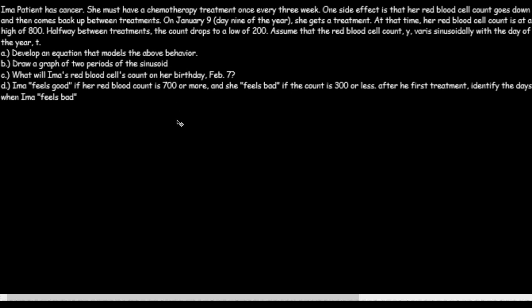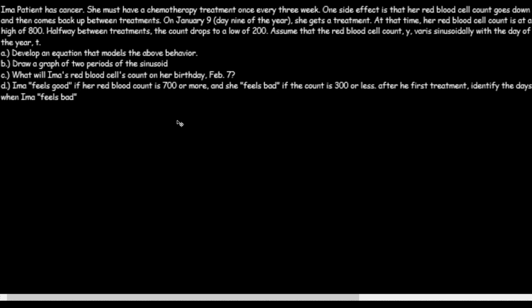So right here we have another patient, and she has cancer. She must have chemotherapy treatment once every 3 weeks. One side effect is that her red blood cell count will go down and then go up between treatments. On January 9th, the 9th day of the year, she gets her treatment. At that time, her red blood cell count is at a high of like 800. Halfway between treatments, the count dropped to a low of 200.